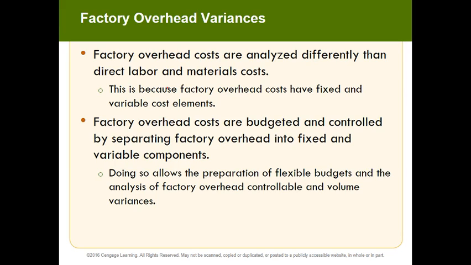So, factory overhead costs are budgeted and controlled by separating them into their fixed and variable components. This allows the preparation of those flexible budgets we talked about in the last chapter and an analysis of the factory overhead controllable and volume variances. Some of the things you have to really keep in mind is that not all costs are controllable by all levels of managers.